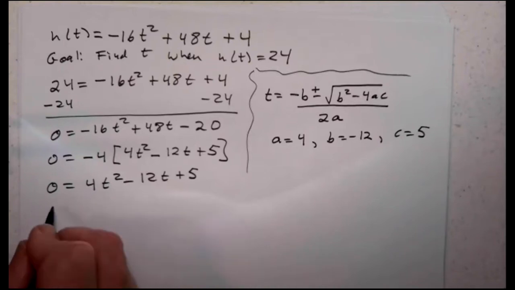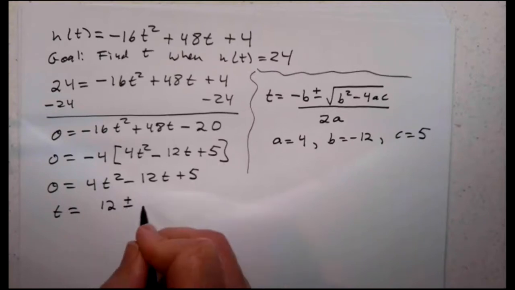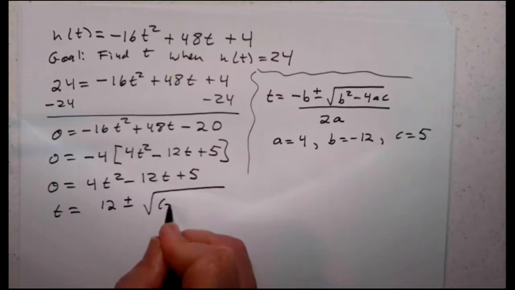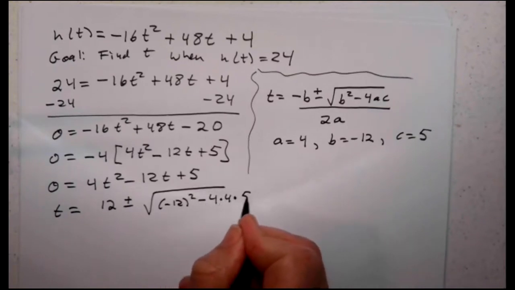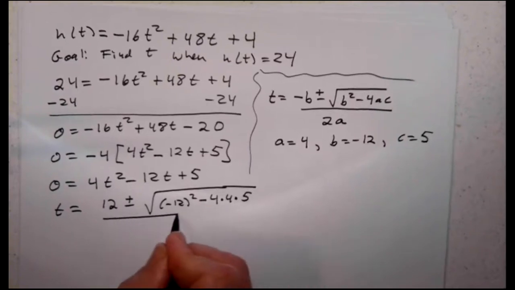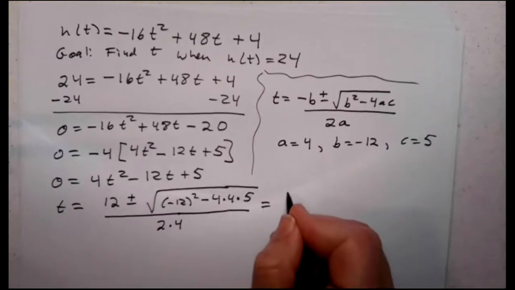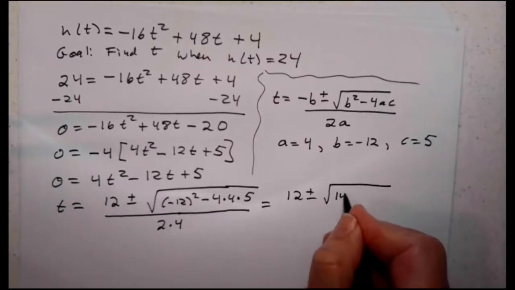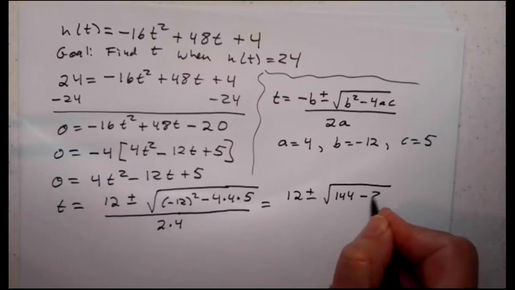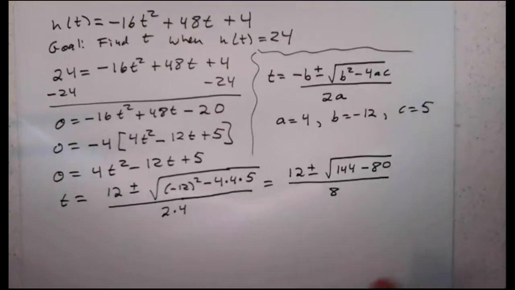So plugging all that in, I'm going to get t equals negative b, negative of negative 12 is positive 12, plus or minus the square root of b squared, negative 12 squared, minus 4ac, 4 times 5, all divided by 2a, all divided by 2 times 4, which is 12 plus or minus the square root of 144 minus 80 divided by 8. 144 minus 80 is 64, so as it turns out, this could indeed have been factored.